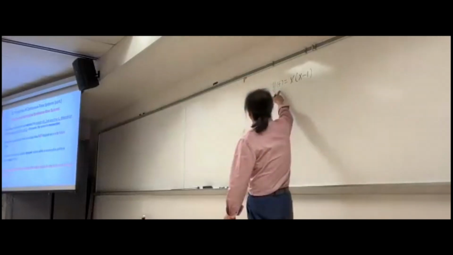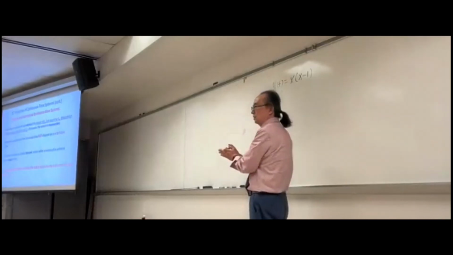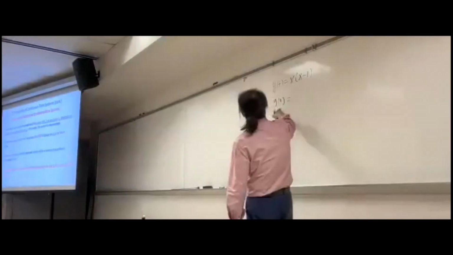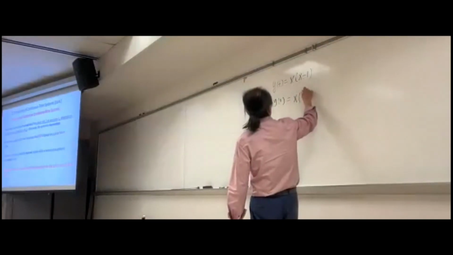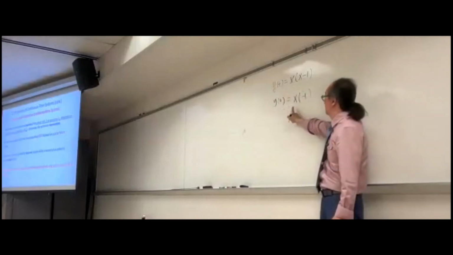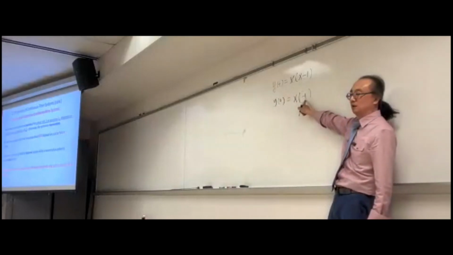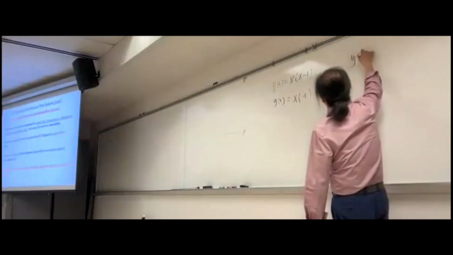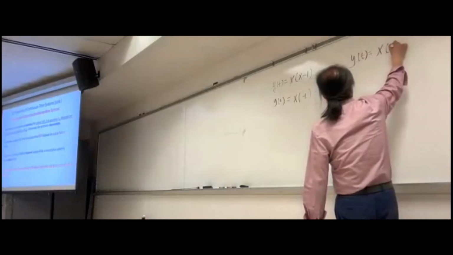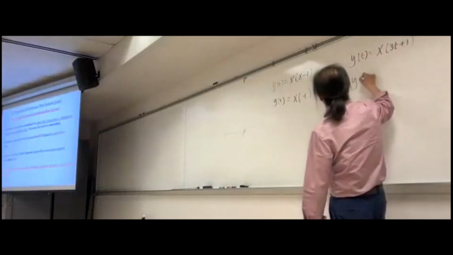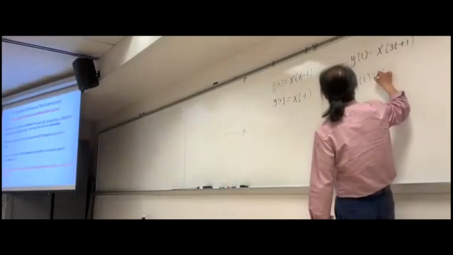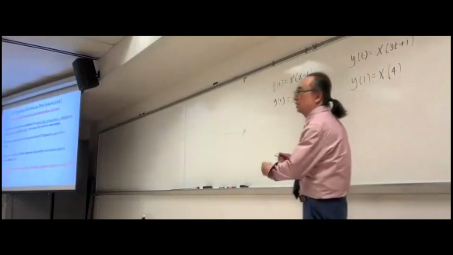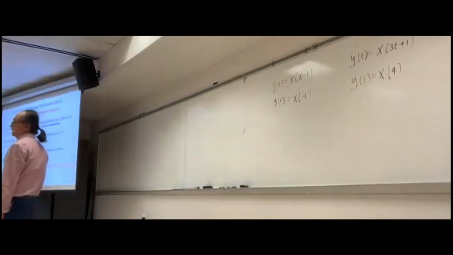How do we know? Let's say t0 is right now. If t is 0, y of 0 equals x of 0 minus 1. The output really depends on the past when t equals -1. So this system has memory. Make sense? If you have y of t equals x of 3t plus 1, and you plug in t equals 1, then x of 4. The output depends on the future input. So that's a system with memory.